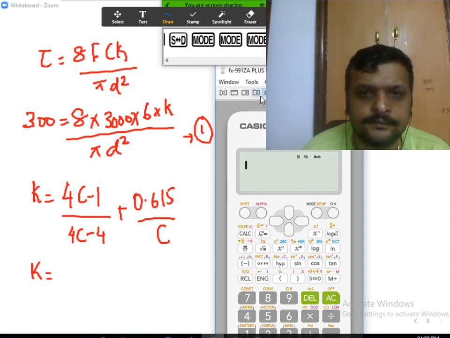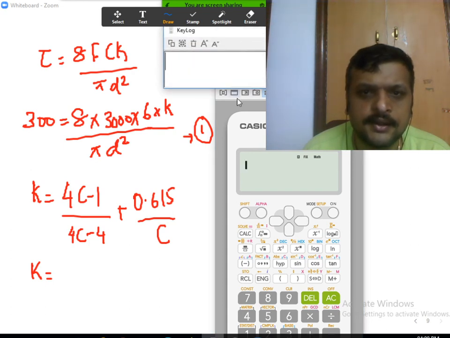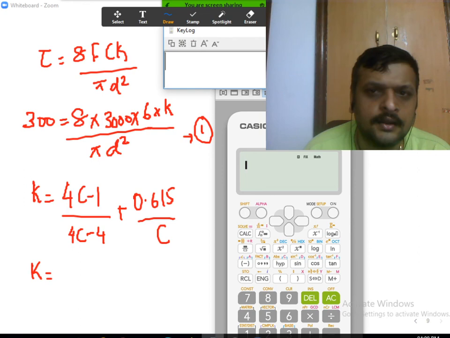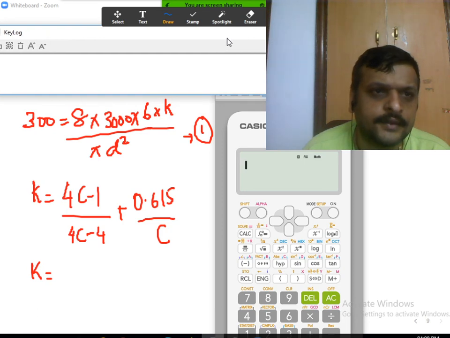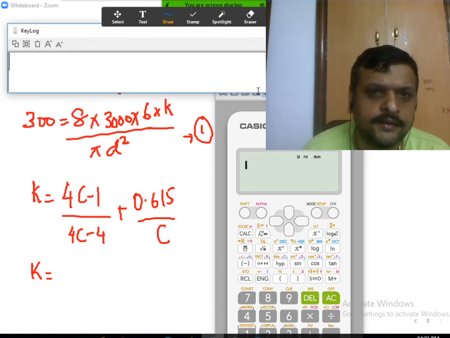So this will be, I'll just delete this. So observe whatever I'm inputting here in the calculator. So first thing first, observe here whatever I'm inputting.